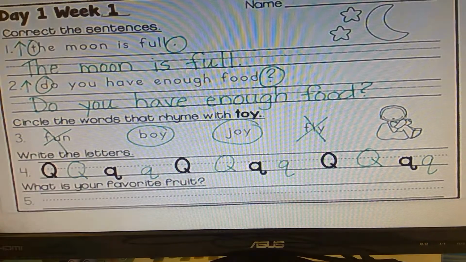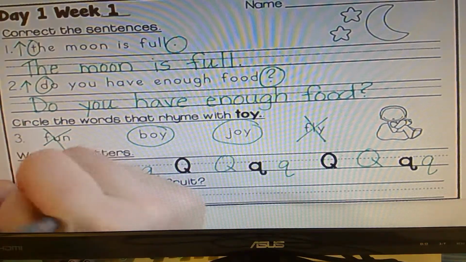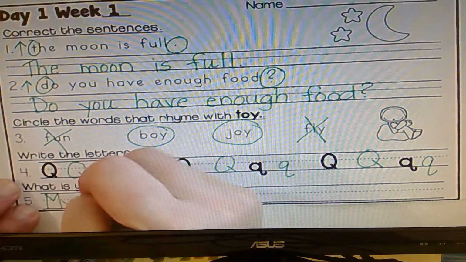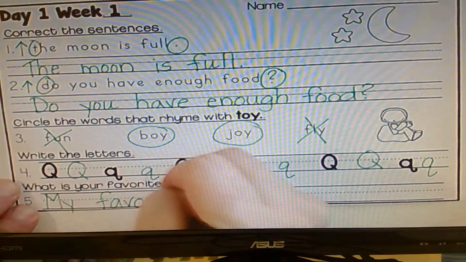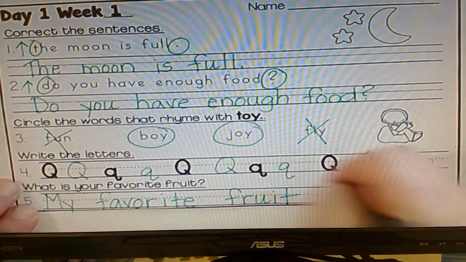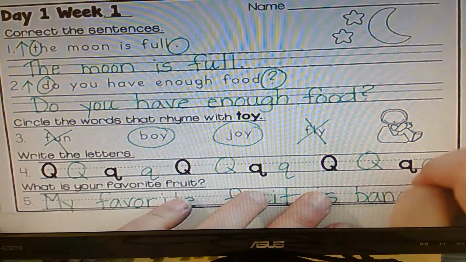Number 5 is asking, what is your favorite fruit? What is your favorite fruit? Now remember, you can't just write banana or apples. You need to write a full sentence, and most of the words that you need are right there. You need to know how to spell my, but favorite, which is a tricky word, it's right there in the question. My favorite fruit is bananas, just because of Elephant and Piggy for today.